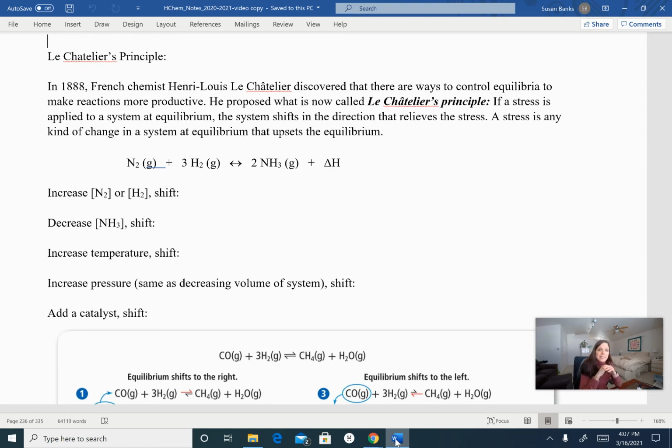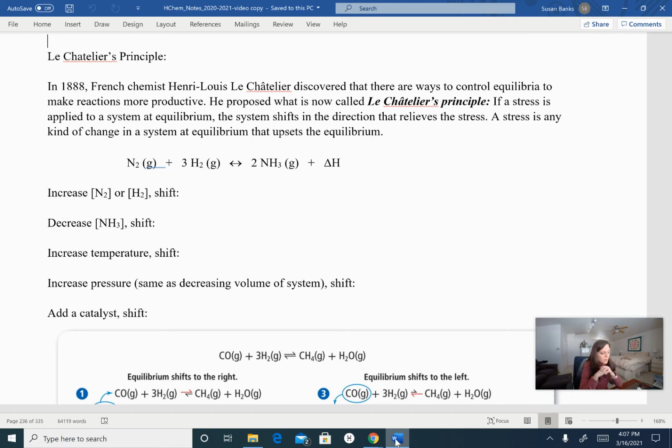In 1888, French chemist Henri Louis Le Chatelier discovered that there are ways to control equilibria to make reactions more productive. And we do that all the time, especially in a chemical engineering industrial setting. We're always trying to make things as efficient as possible because that's money on the bottom line of those companies. He proposed what is now called Le Chatelier's principle.